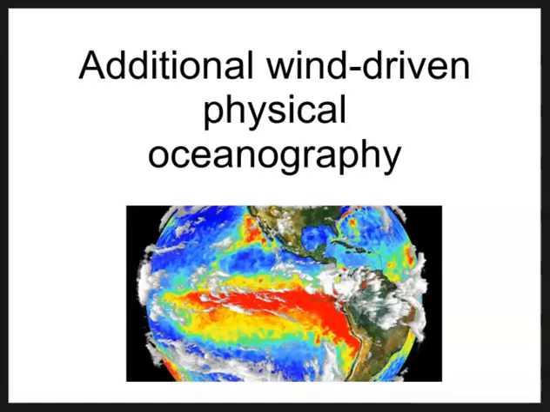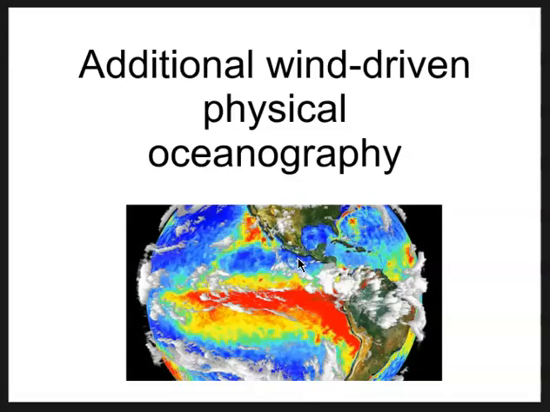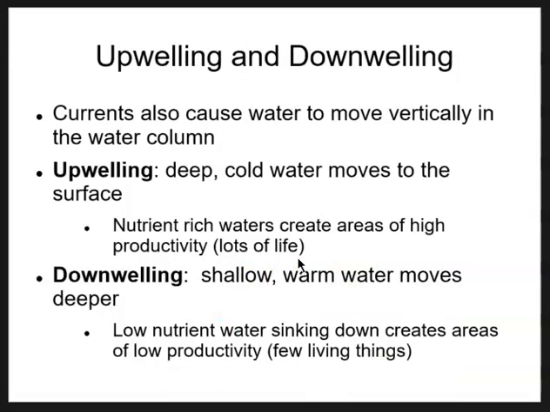subtropical gyres. So I'm going to talk about a couple of additional circulation patterns or phenomena that occur due to the wind pushing on the water. And this is not to be confused with wave activity, which we will discuss next week. Okay, so one interesting thing that occurs from the direction of the wind is actually vertical movement of water. So currents also cause water to move vertically in the water column.